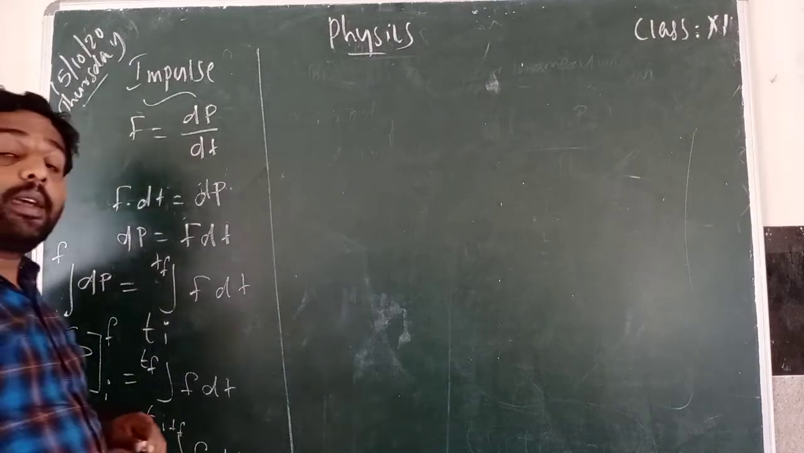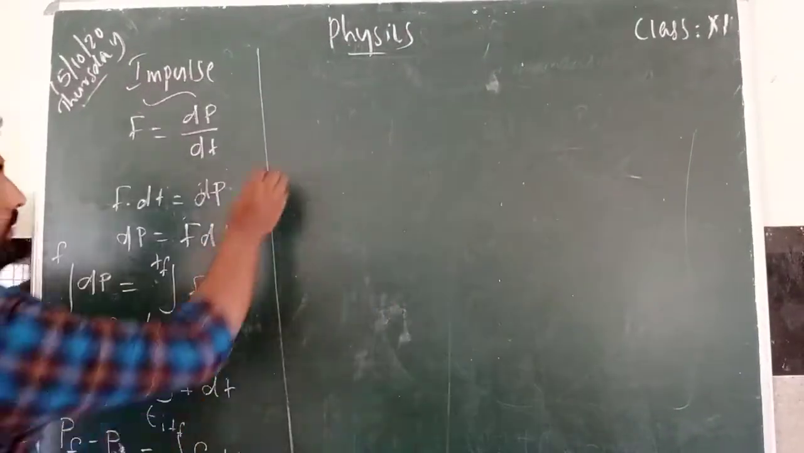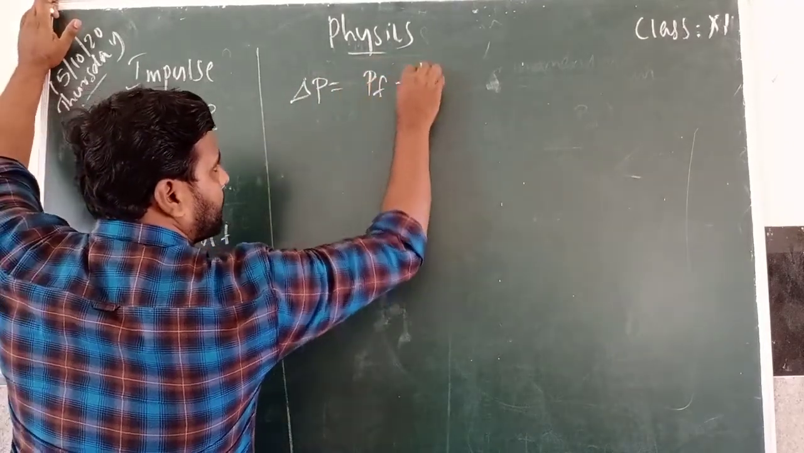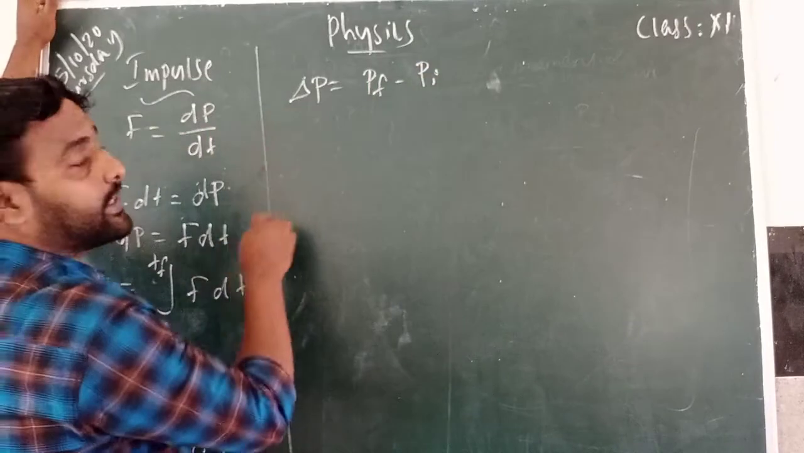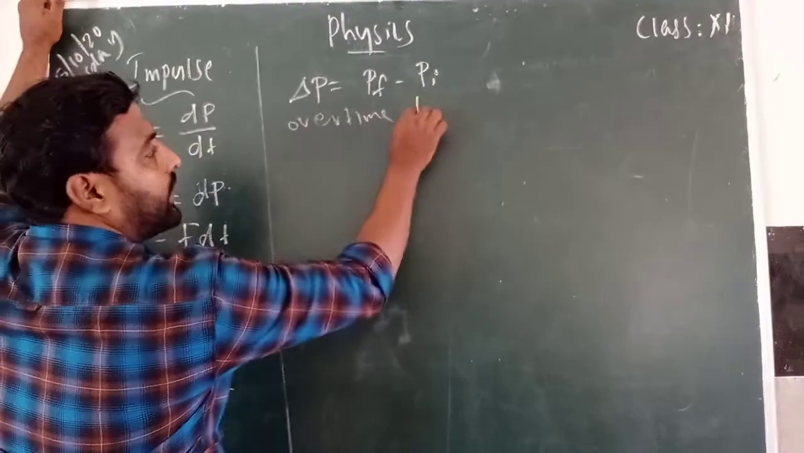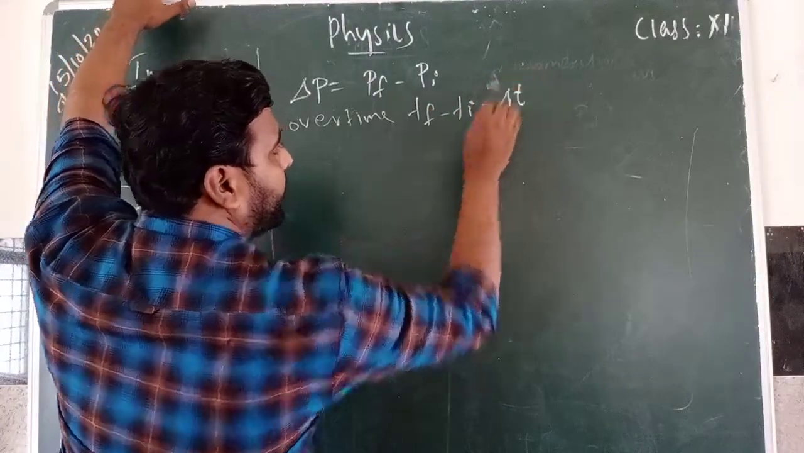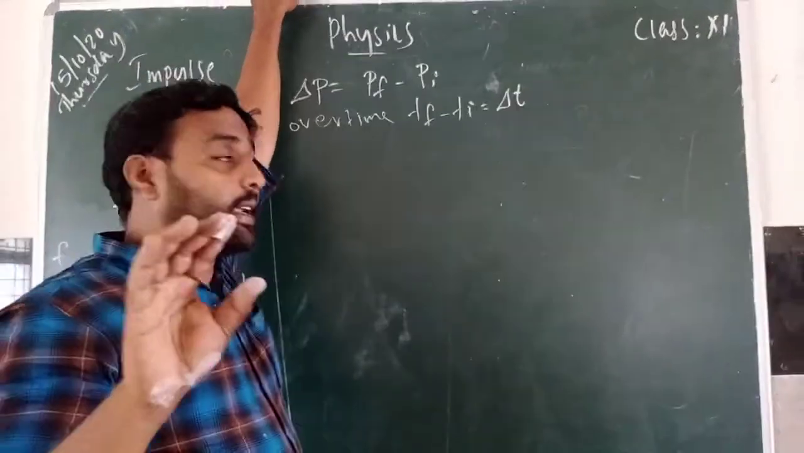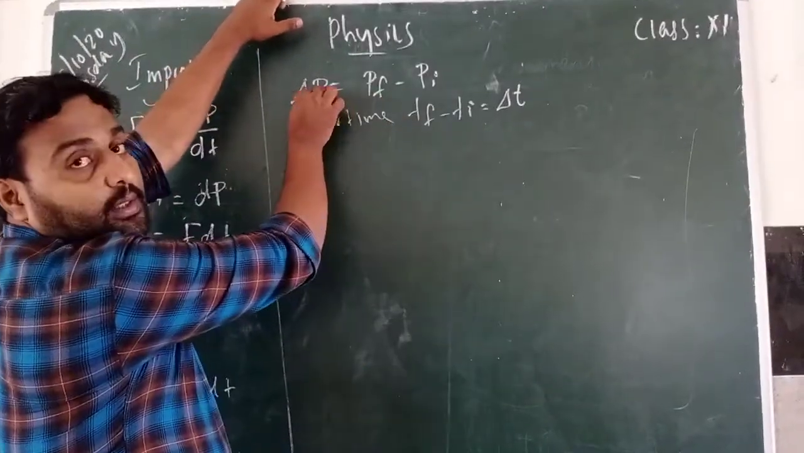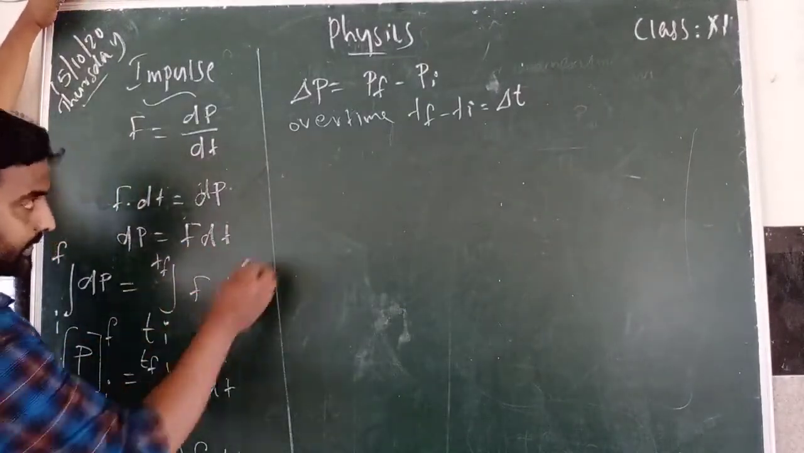Now, what is this Pf minus Pi? Pf minus Pi is the change in momentum. Delta P is equal to what? Pf minus Pi. It is the change in momentum over the time, Tf minus Ti. This is what we can call delta T, the change in time. For this much change in timing, there is this much momentum change. That is what this equation shows. So we can write this equation.